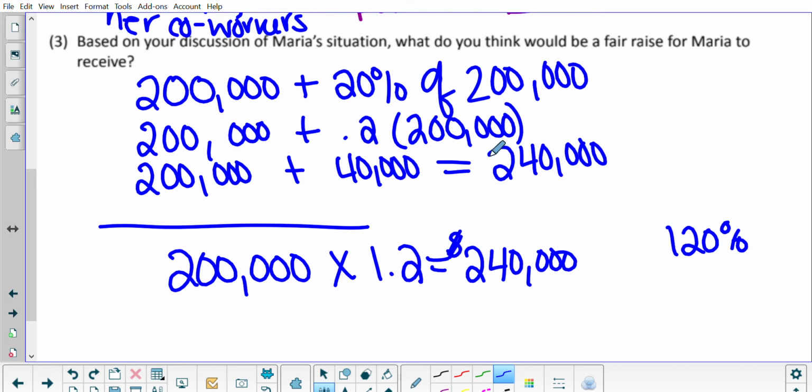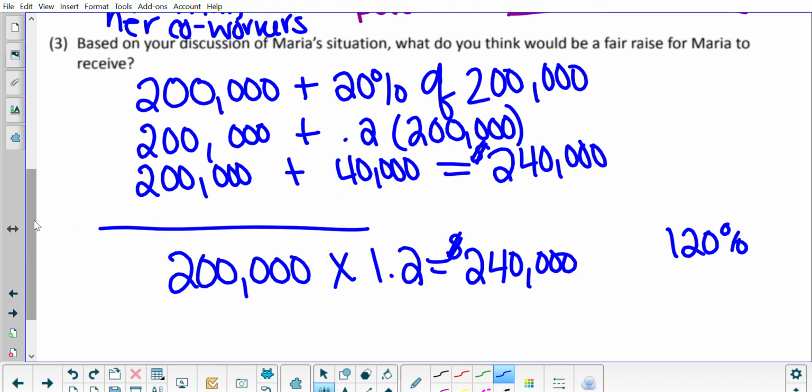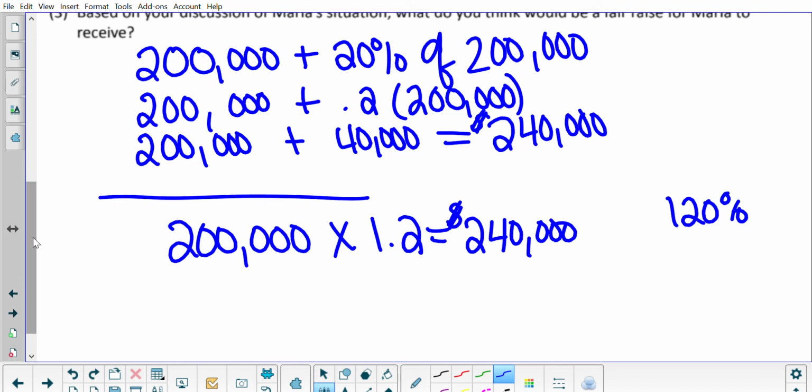salary. All right, so this is why relative change is really important. We can't just look at the absolute change because it doesn't tell us the big picture. So let's try another question.